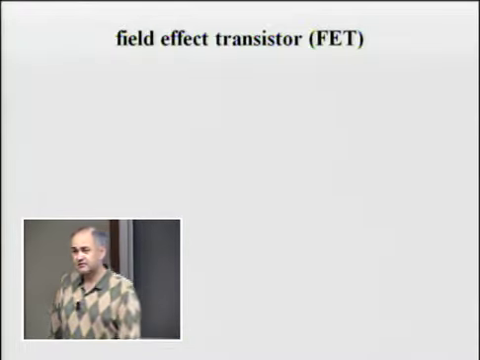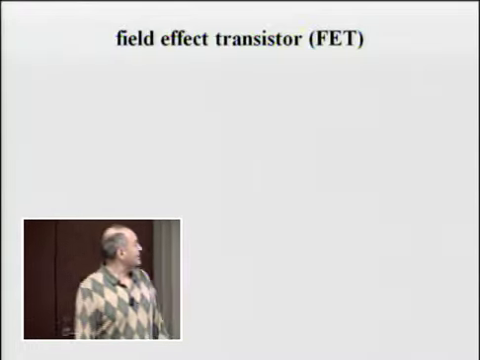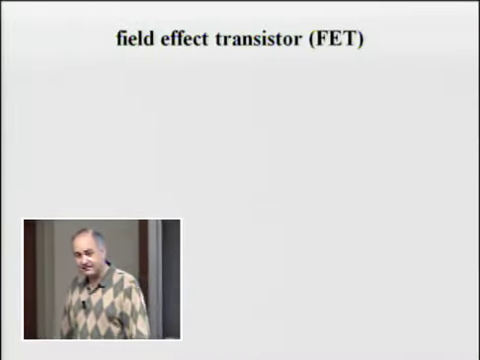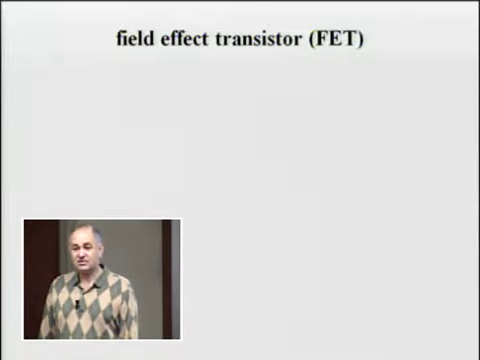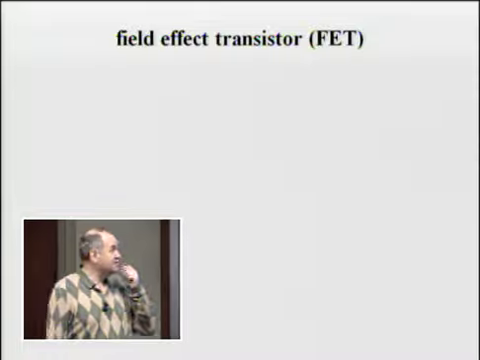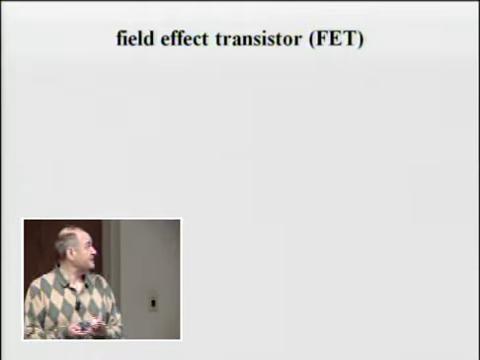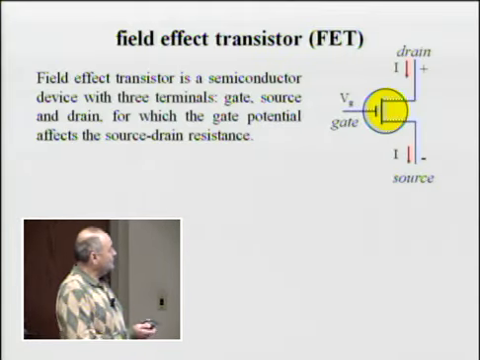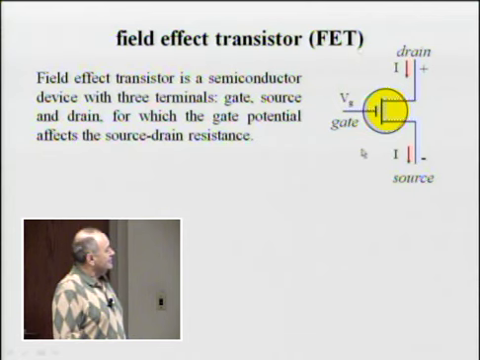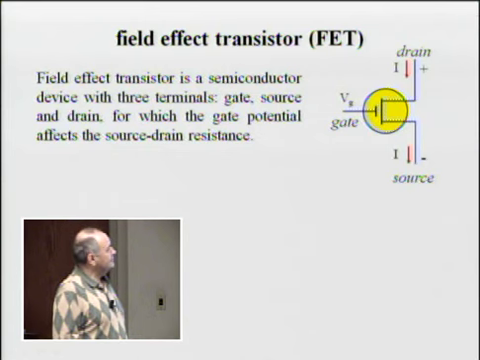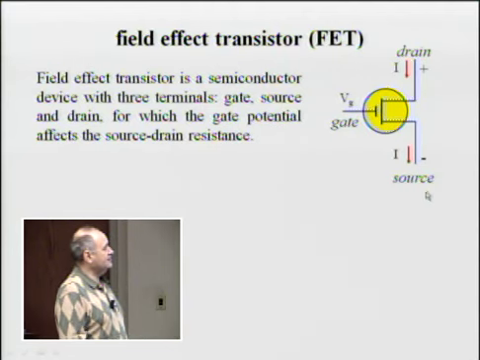The field effect transistor was developed a little bit later, and it is designed in such a way that the current controlling the resistance of the transistor is now very small. The terminals of field effect transistors are called differently. This is the symbol for a field effect transistor, and the terminals are called drain, gate, and source. They correspond to collector, base, and emitter.